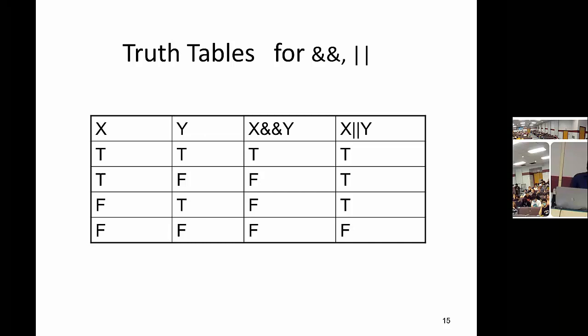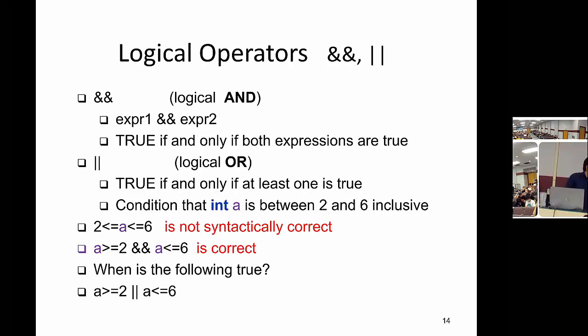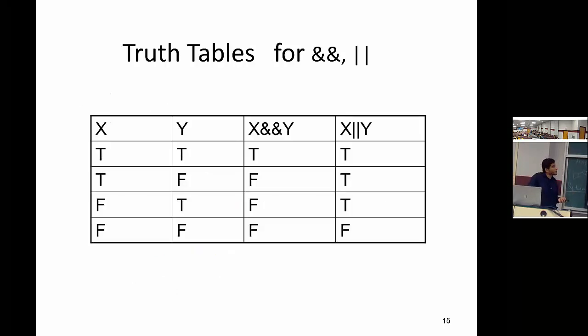Isn't anything worth it? Yeah, any here, it's always true. Exactly. Because if you look at the number line, it's A is larger than or equal to 2. This includes anything 2 and above, and 6 and below. So it in fact includes all the possible valid values for integers, right? So it's always true. That's correct.